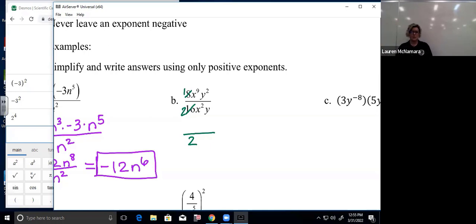On the top. So x then stays on the top. How many are left? 7. Where's my highest exponent of y? On the top. So y stays on the top. Dividing out my y's, how many are left? 1. There's my answer.